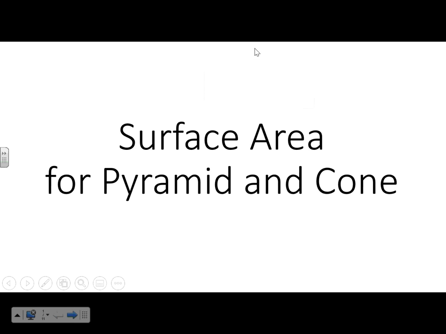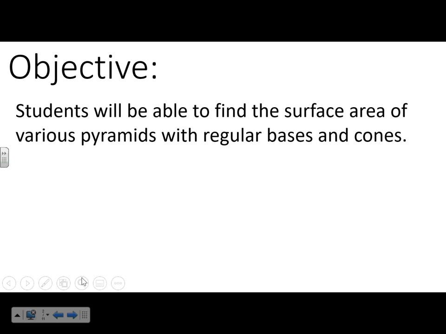This lesson is over surface area for pyramids and cones. So we just did the surface area for prisms and cylinders. Now we're shifting gears to pyramids and cones. So the objective: students will find the surface area of various pyramids with regular bases and cones.